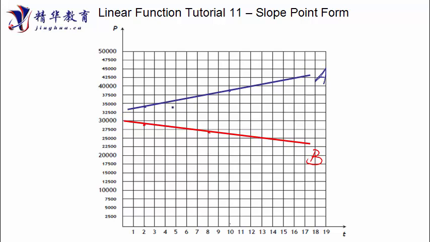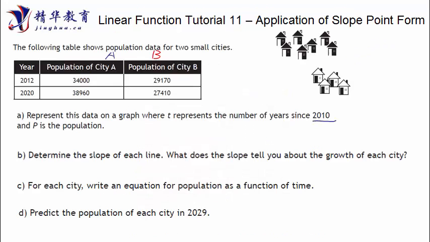City A is increasing, right? Time is moving to the right, so as time passes, the population is growing. So we got a positive slope here. It's an increasing trend. We call it an increasing trend because if you lift your right arm like this, that is a positive slope. The other one is the negative slope. Good, let's see the questions.